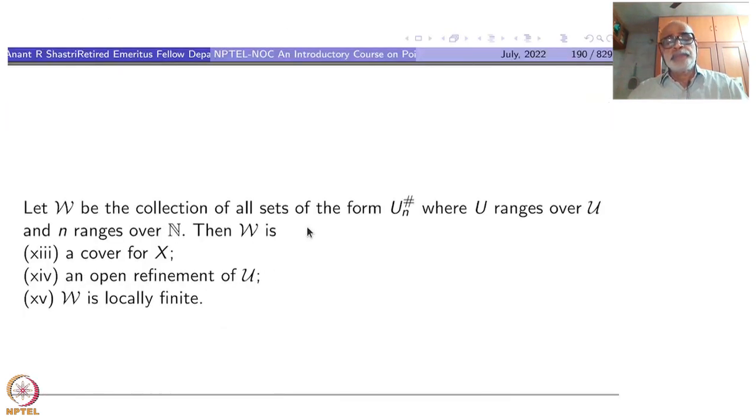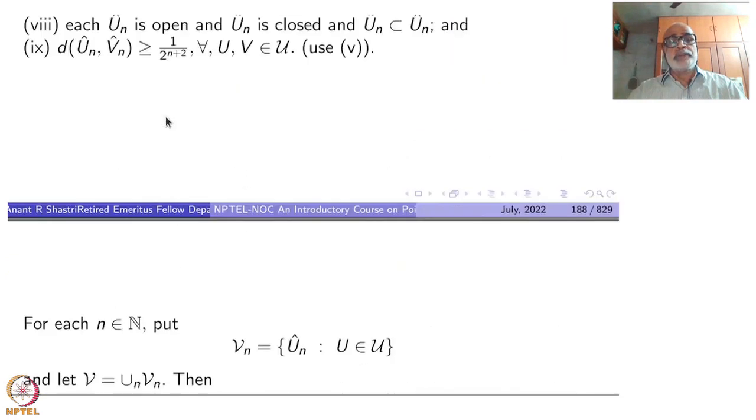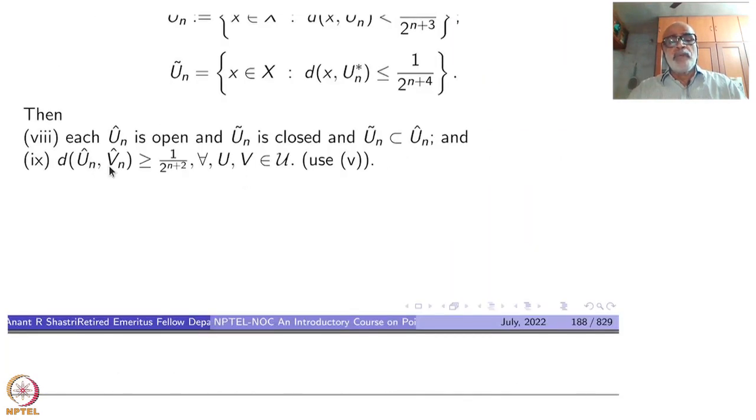I have a question. Why is this family locally finite? Because you have taken only finitely many of them. So what is V k? If you take any two of them, different V, the same k, they are actually disjoint. That is the property you may have to use. U n hat, V n hat, don't worry about U and V; two different elements of the cover, curly U, their distance is bigger than 1 by 2 power n plus 2.